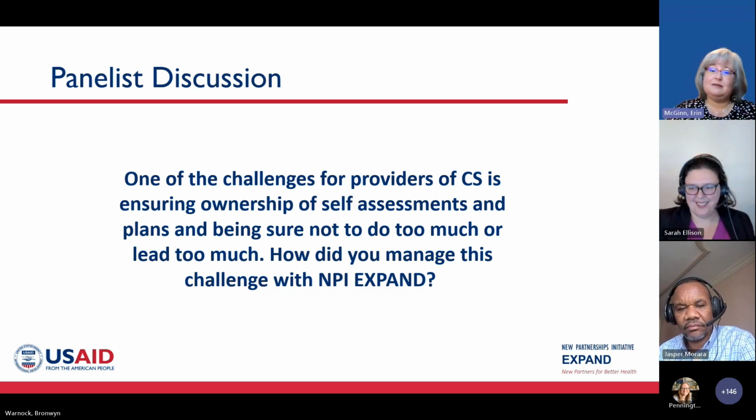But sometimes it is a big challenge for those entities providing capacity support to ensure local ownership of self-assessments and capacity strengthening plans. It is a fine line that the entity providing capacity technical assistance doesn't do too much or lead too much. Jasper, perhaps you could speak a bit on how you manage this challenge with NPI EXPAND.